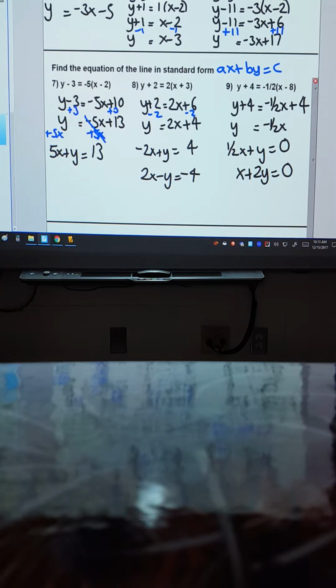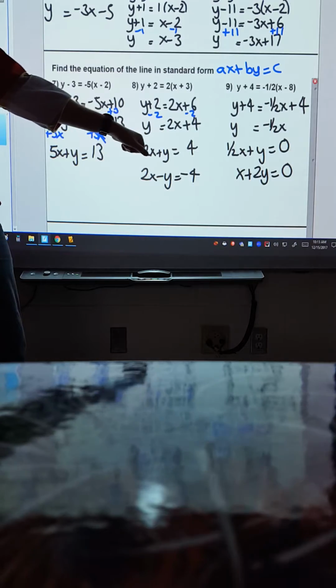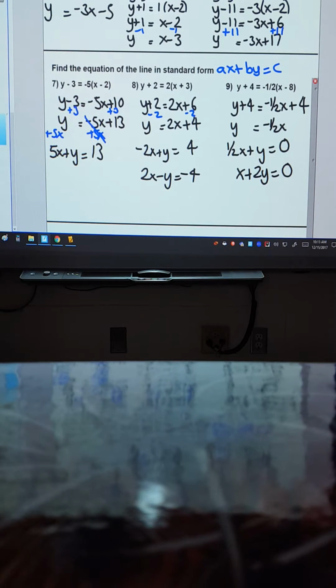So I have x and y on the same side. What I don't have though is, I don't have it in standard form yet because I have this fraction. So multiply throughout by the denominator and that will get rid of that fraction. So 1/2 times 2 is 1x or x. Y times 2 is 2y. And 0 times 2 is 0.